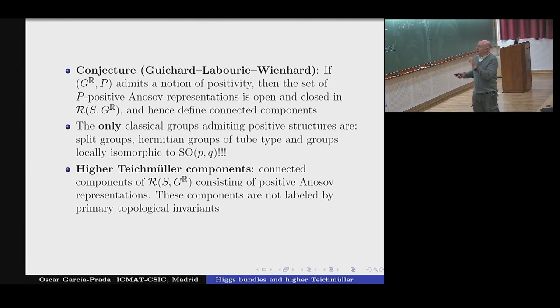This would be the right definition, except that maybe we have to refine it a little bit more, right? But I'll come to that. And these components are not labeled by the primary topological invariants, right? Positive means P positive for some P. It's important because, as I'll show in a minute, a particular group may admit several positive structures for different parabolic subgroups. So it's not just a question of the group, it's a question of the parabolic.